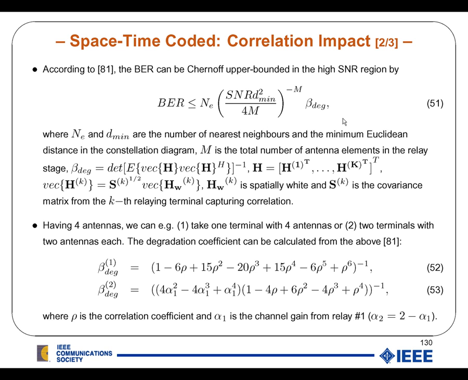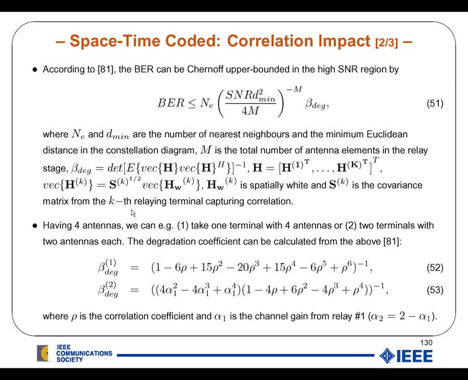M is, as I said already, the total number of elements in the relay stage. Now the interesting thing is beta deg, which is a degradation factor, which incorporates the channel correlation by means of the covariance matrix SK, which is incorporated into beta. Now, without going into further details, let me exemplify that.